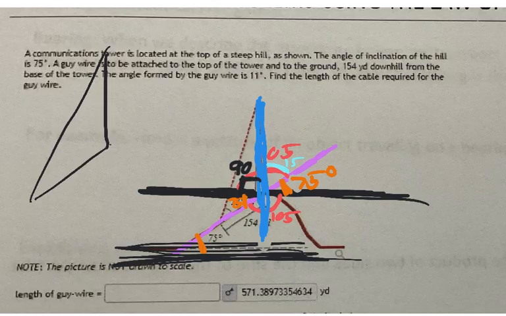I am looking for the guy wire length. I'm going to call it C. We know that this angle is 11 because they told me it was. We know that this side was 154 because they told me it was. I now also know this angle that goes from the radio tower to the ground. What would that angle be? Well, this portion is 90. This portion is 75. Which means that whole angle is 165.